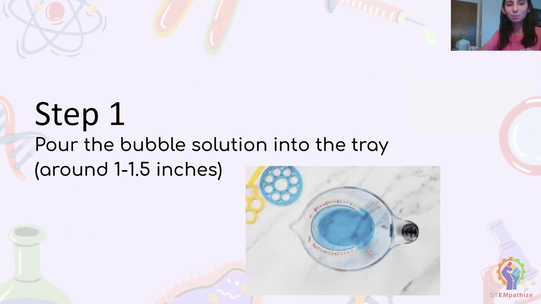Our first step is we're going to be pouring our bubble solution into the tray. We're going to make our bubble solution right now. Sorry, I'll clarify right now. Our bubble solution is going to consist of water, soap, and our corn syrup.